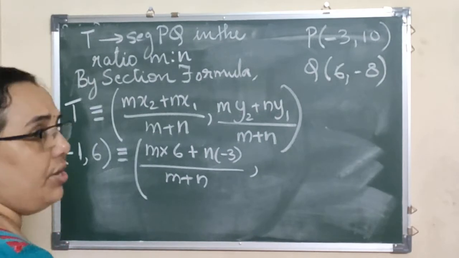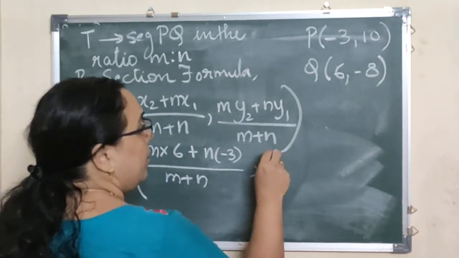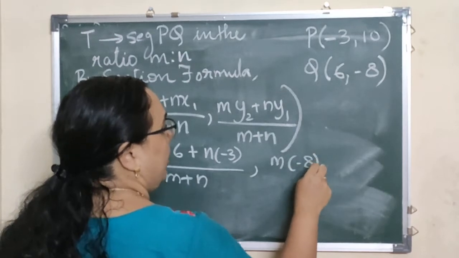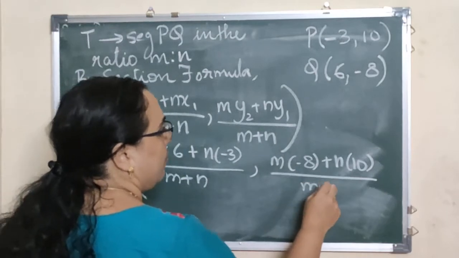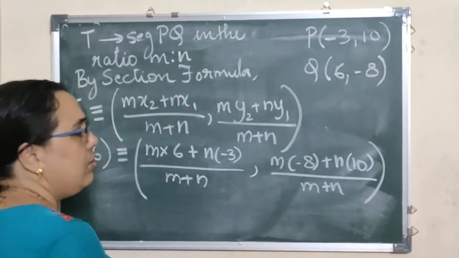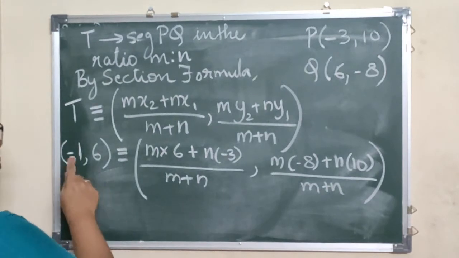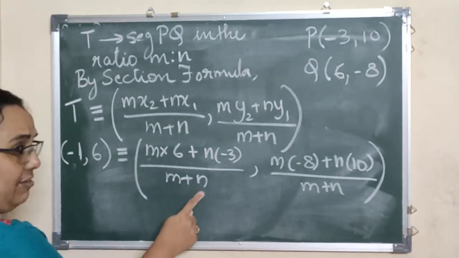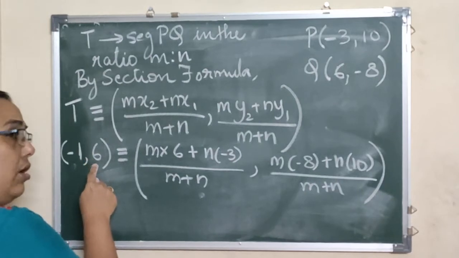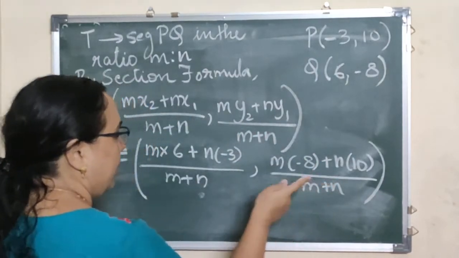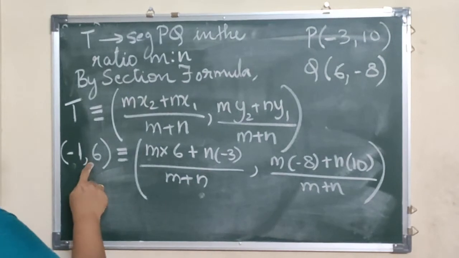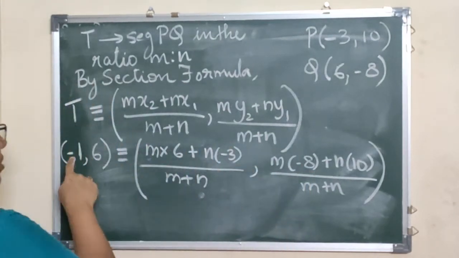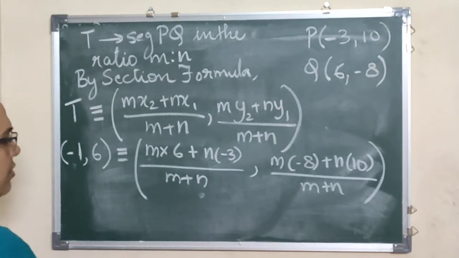You have this as the x coordinate. What about the y coordinate? M into minus 8 plus n into 10 upon m plus n. Now see here, we have two choices, that is, we can take minus 1 is equal to the x coordinate here, or 6 is equal to the y coordinate. Any way you take, you reach the same answer girls, but you can take a decision here, so as to avoid minus numbers.